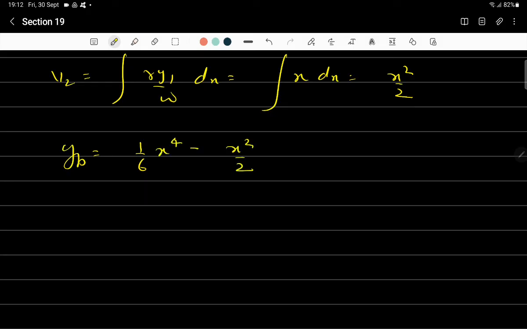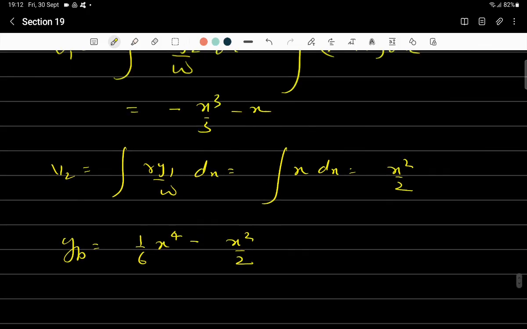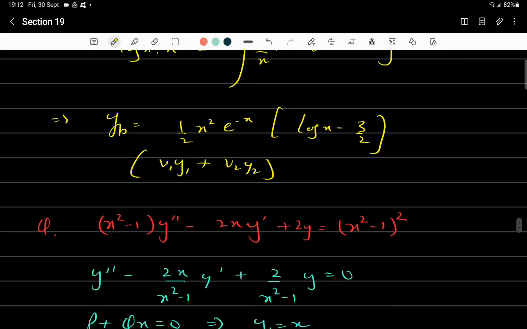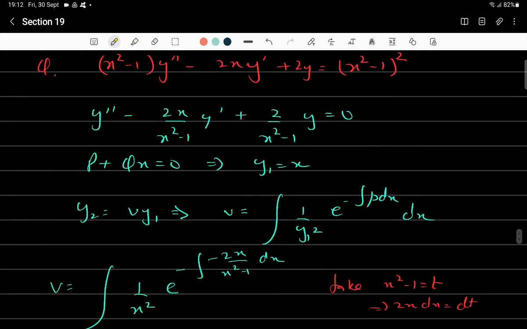So now again you can see that yp is nowhere easy to guess by inspection. Also you cannot use here the method of undetermined coefficient, because on the left hand side p and q are not constant. Right hand side is a polynomial, but left hand side must be the equation with constant coefficient, then only you can use the method of undetermined coefficient.